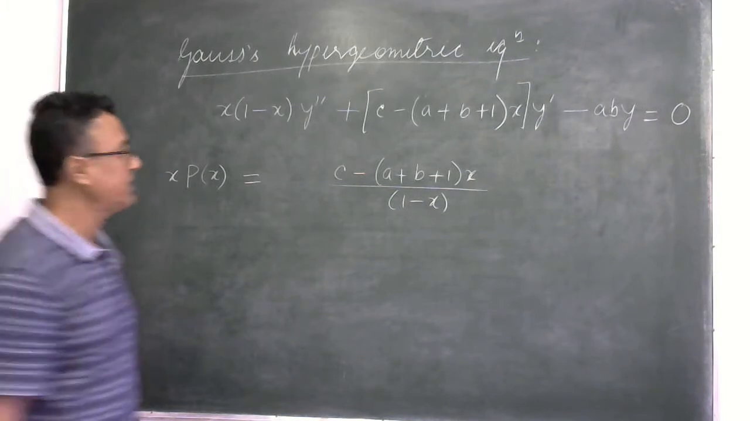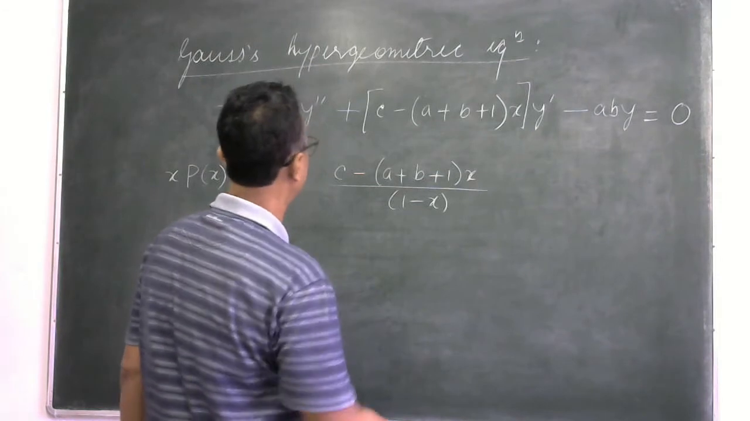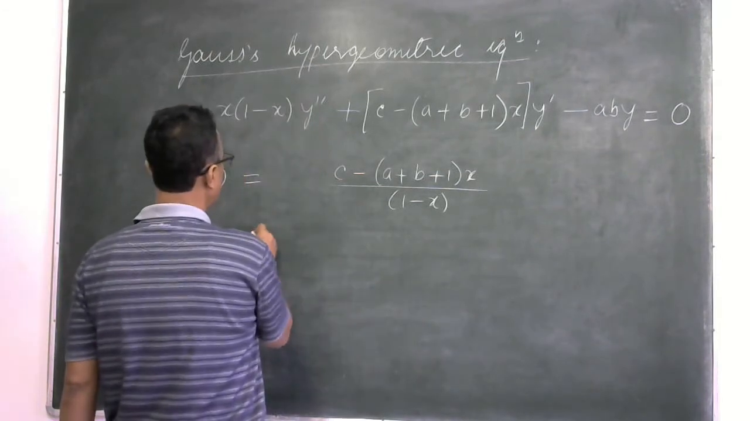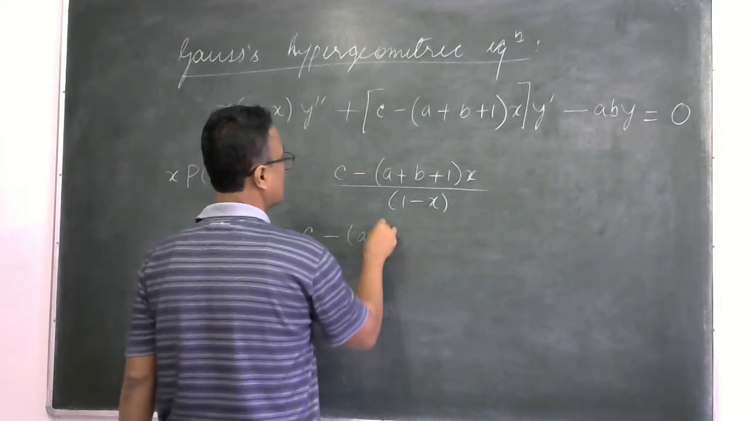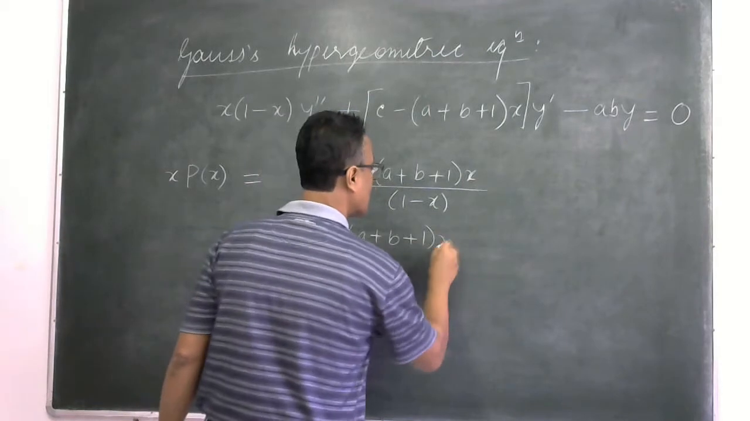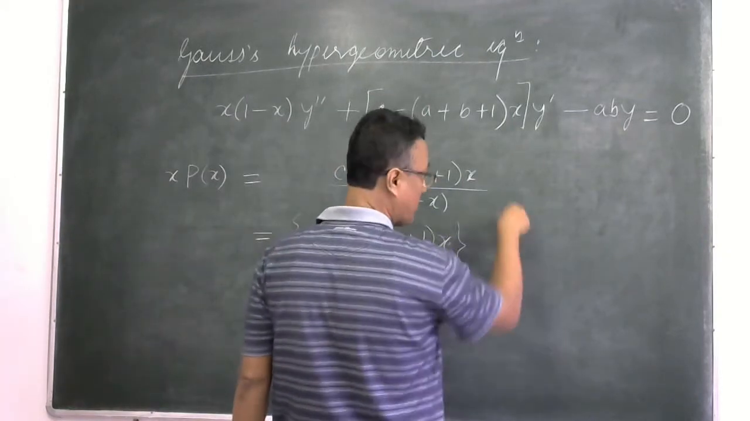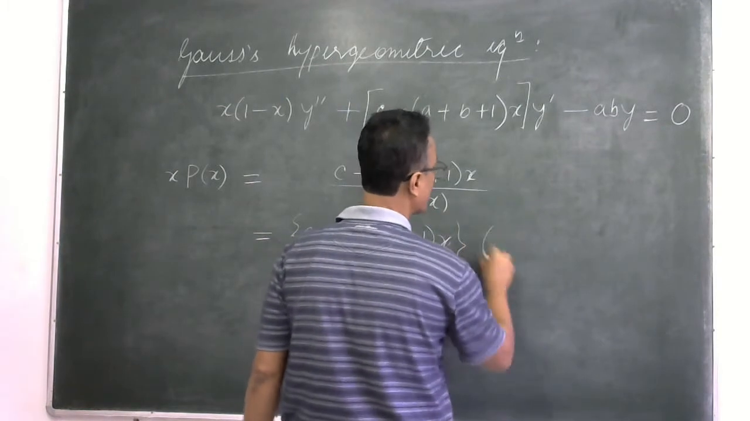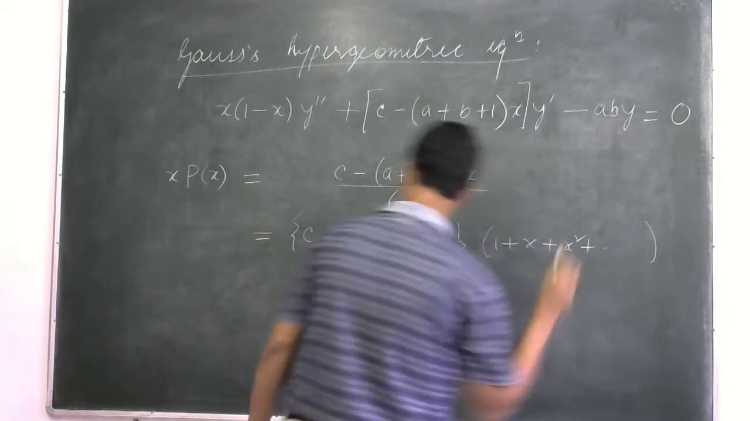Yes, sir. It will be like that, and then what is going to happen? If I expand it, 1 by 1 minus x, this is going to give me 1 plus x squared and so on.